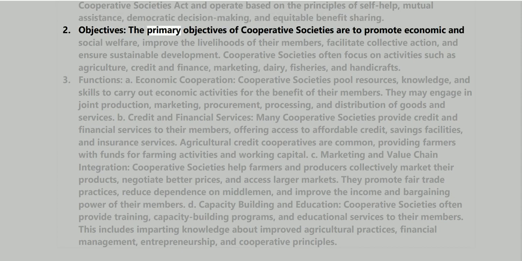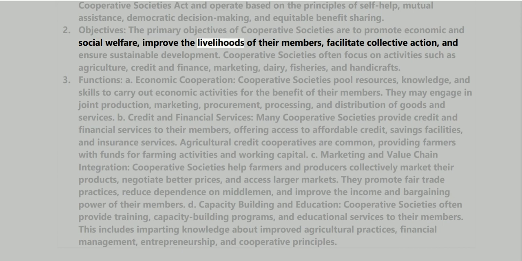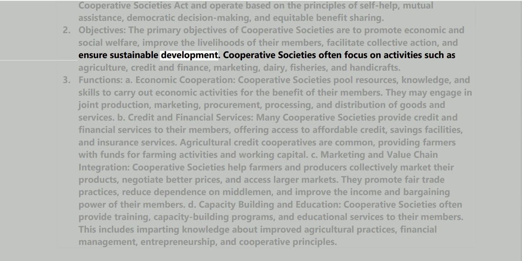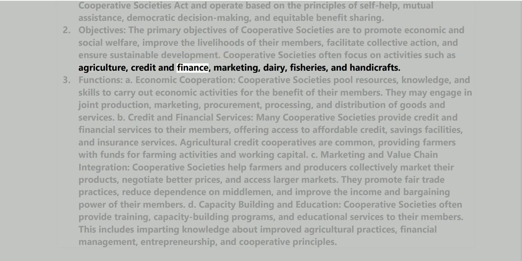2. Objectives. The primary objectives of cooperative societies are to promote economic and social welfare, improve the livelihoods of their members, facilitate collective action, and ensure sustainable development. Cooperative societies often focus on activities such as agriculture, credit and finance, marketing, dairy, fisheries, and handicrafts.